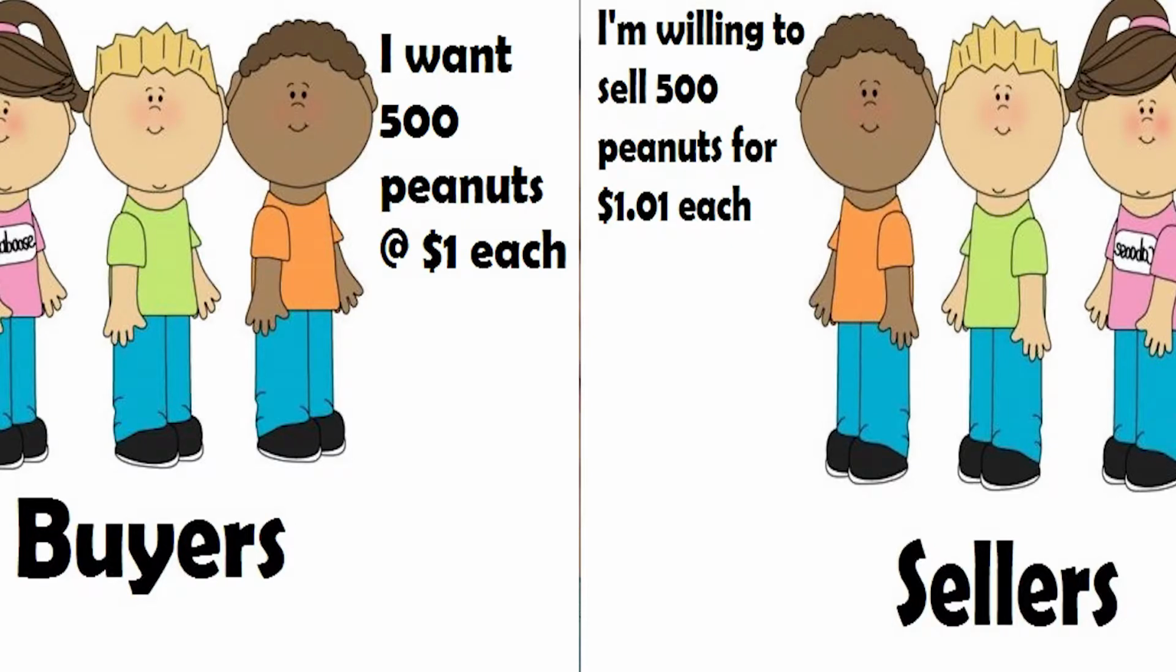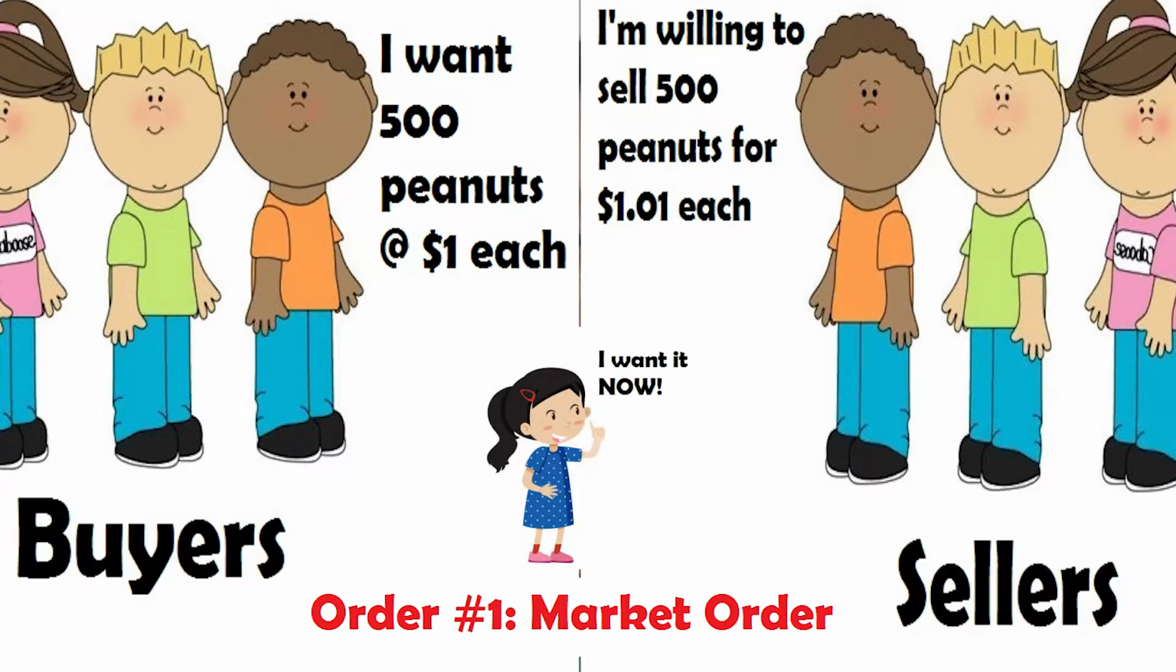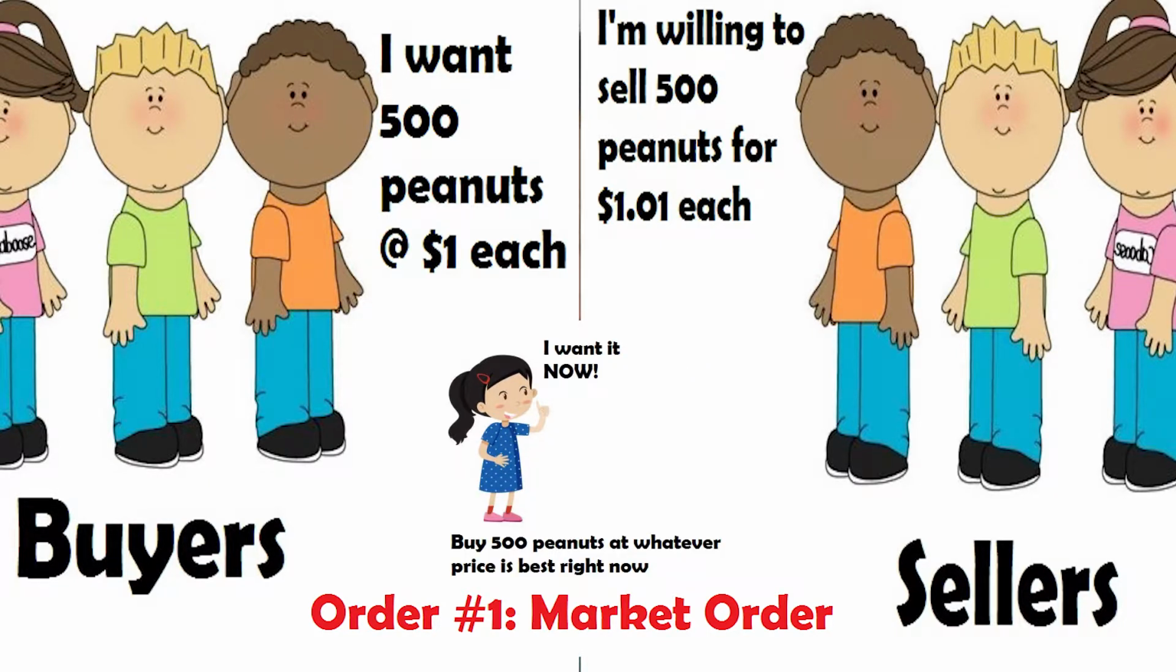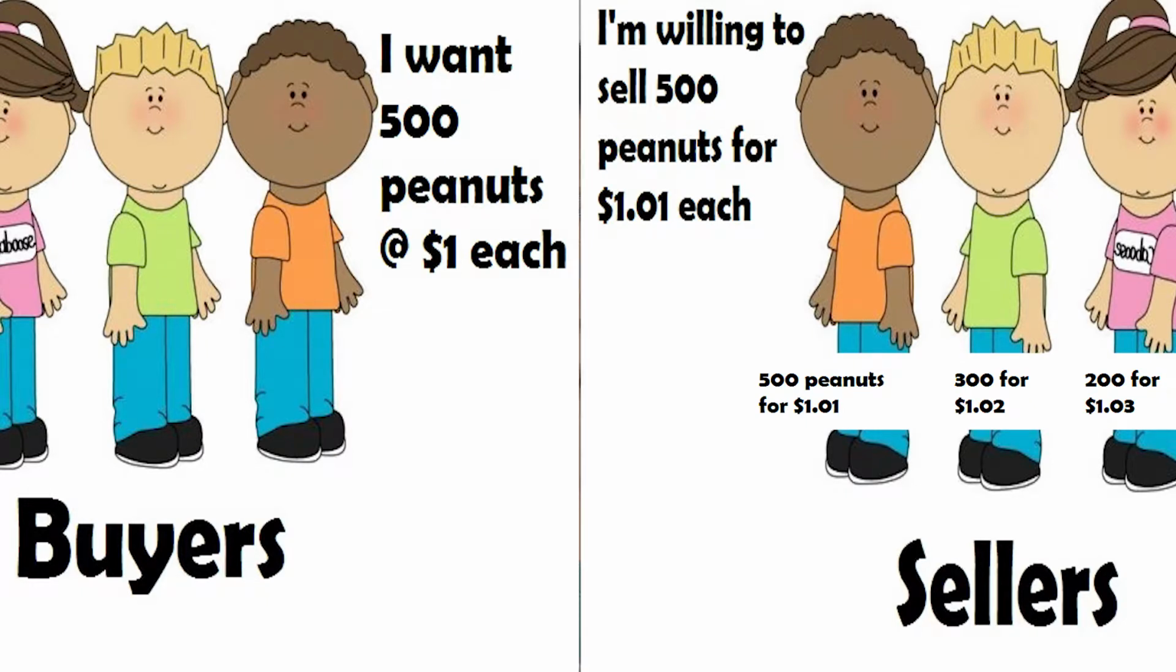So our first order is called the market order. A market order means that you're willing to buy at whatever price the seller wants, and you will take it right away. You skip the line and purchase those 500 peanuts in front of everyone else. So it does not guarantee the price you're going to get it at, but it does guarantee you're going to get your peanuts. Say you want 1,000 peanuts, and the first 500 peanuts may be at $1.01, while the next 300 peanuts are at $1.02, and the next 200 peanuts after that are at $1.03. So your average cost of peanuts depends on the sellers.